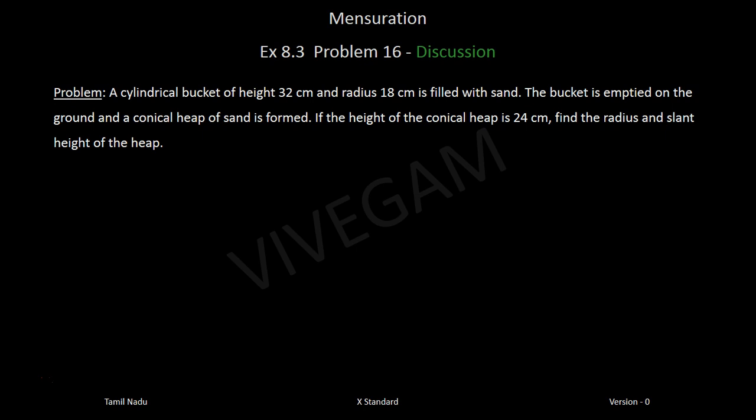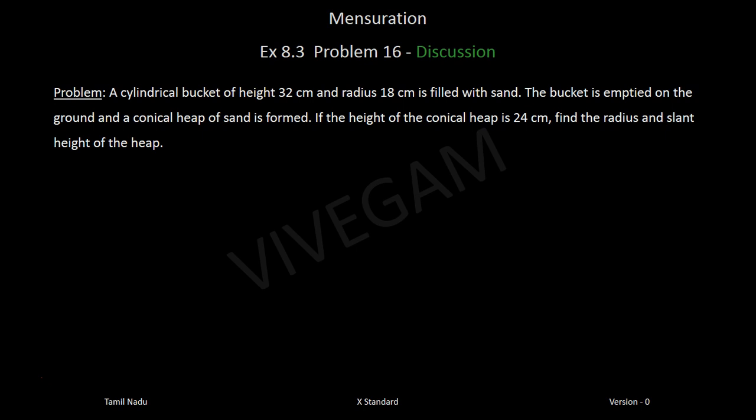A cylindrical bucket of height 32 cm and radius 18 cm is filled with sand. The bucket is emptied on the ground and a conical heap of sand is formed. If the height of the conical heap is 24 cm, find the radius and the slant height of the heap.